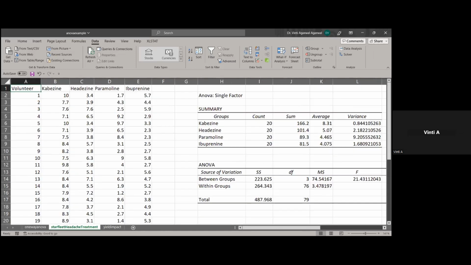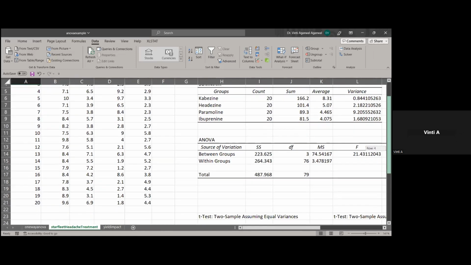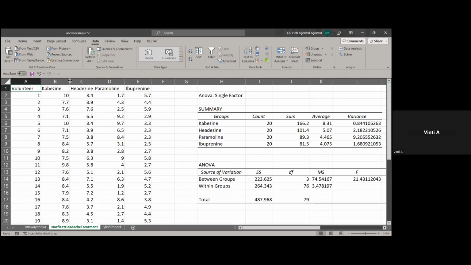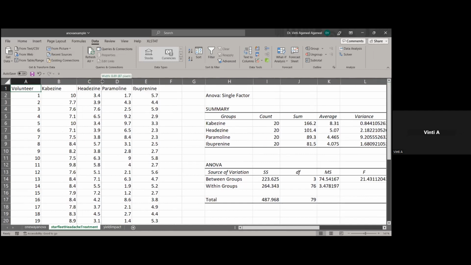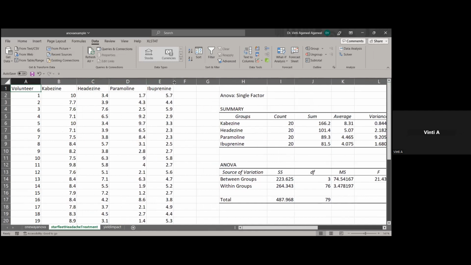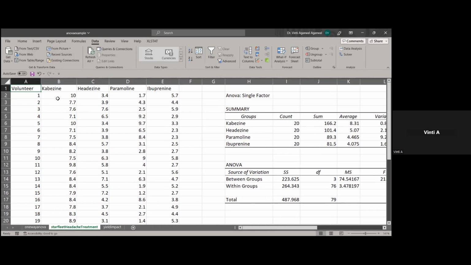Here I have 20 volunteers, and they were given 4 types of drugs, progressively compared, and they were looking at their pain level. When they were given pacabazine, then when there was hetazine. What we really wanted to compare is what kind of drug was good in terms of controlling the pain levels.